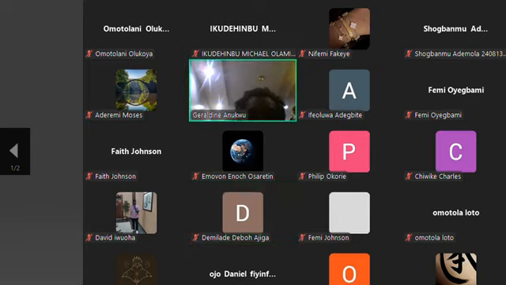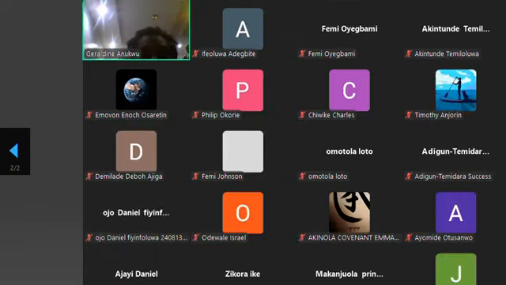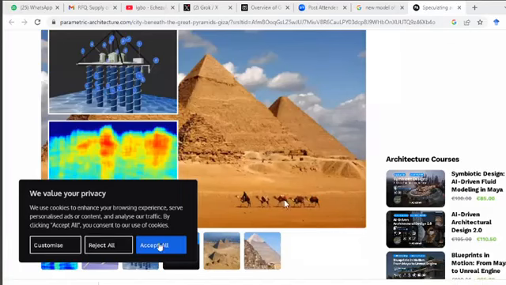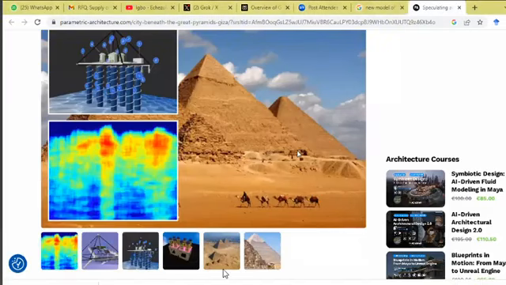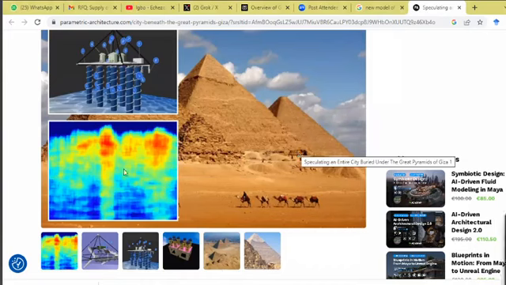Okay, so let me share my screen. I just want to share something with you guys. You should be able to see the pyramids now. Yes. So this now is the model of what they have done.